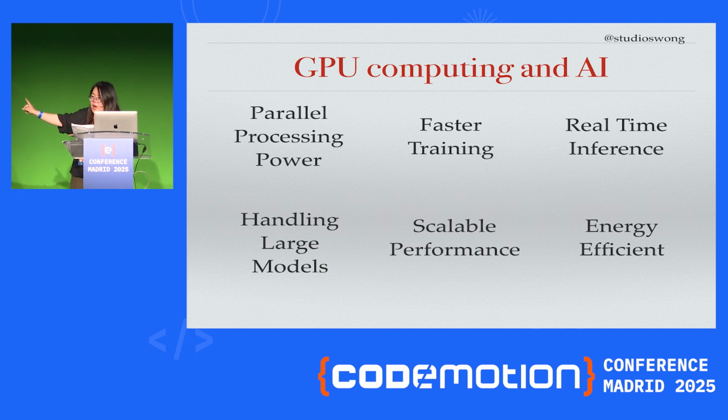And one very important part is how scalable it is, because with GPUs, you can stack them up. So it supports multi-GPU setup, so you can do distributed training, and there's a lot of faster model development at scale. And of course, if you're an environmentalist, it's also much more energy efficient.